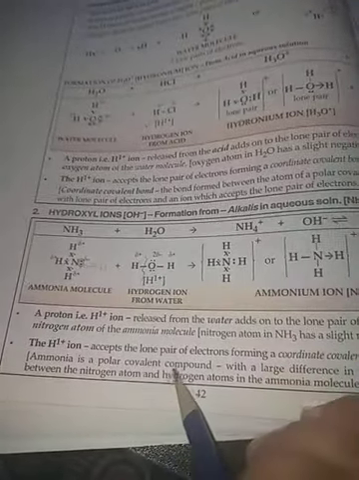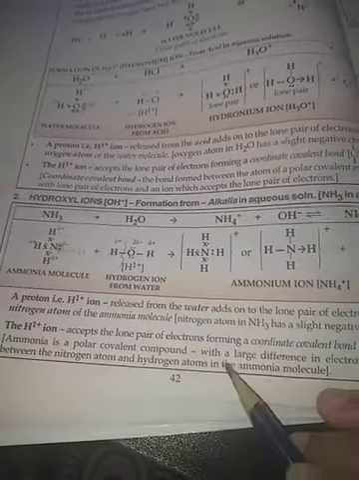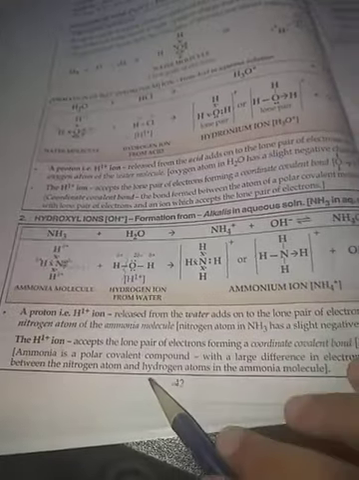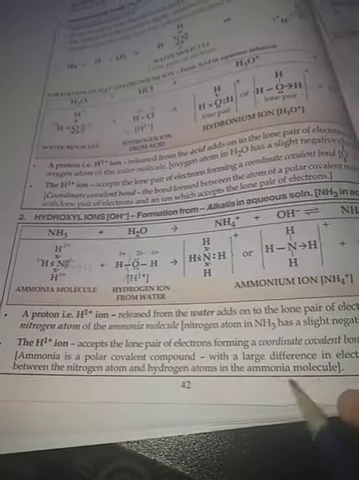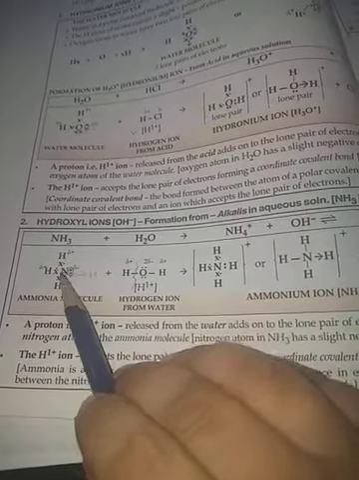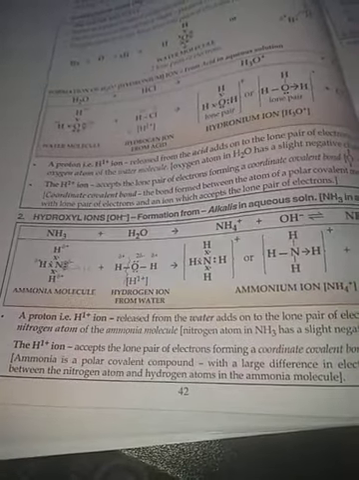Ammonia is a polar covalent compound with a large difference in electronegativity between the nitrogen atom and hydrogen atoms in the ammonia molecule. They have the electronegativity difference and it is a polar covalent molecule.